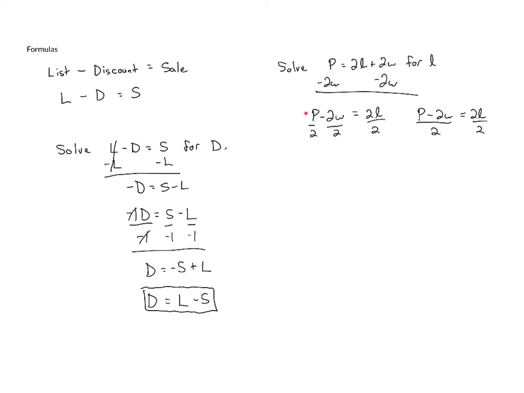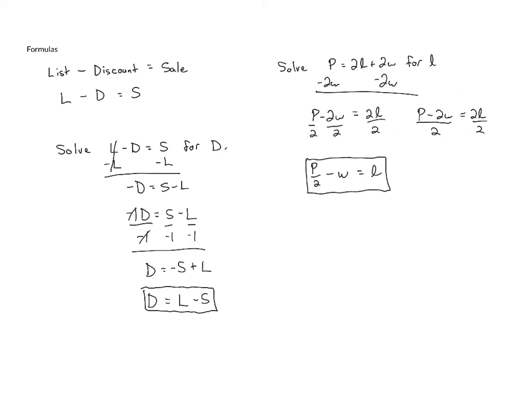I'm going to do the first way first. P divided by 2 is just going to be the fraction P over 2. Then minus, if we take 2W and divide it by 2, that gives us 1W, or just W. So we have P over 2 minus W on the left. On the right, the 2's cancel out, and we're left with L. And so when we solve this for L, we can see that L is equal to P over 2 minus W.